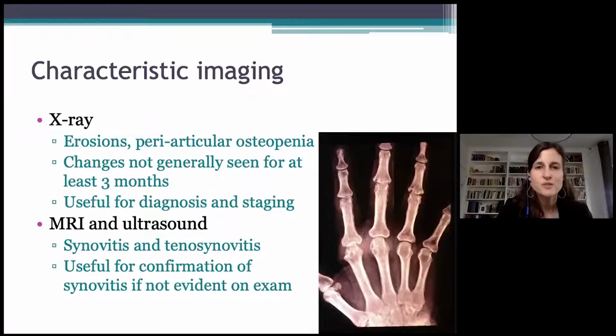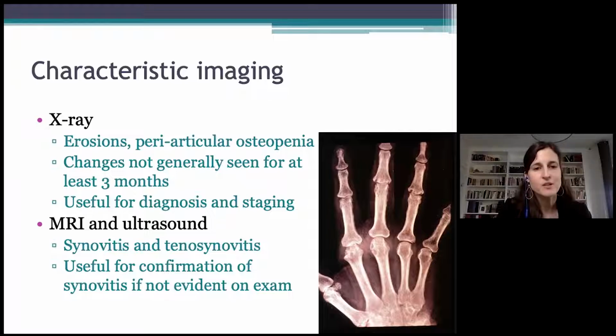In terms of characteristic imaging, I reviewed this X-ray, where classic changes of RA would show erosions or periarticular osteopenia. But the important thing to note here is that these changes are not generally seen for at least 3 months of somebody having active disease. So it's useful for diagnosis after 3 months, and it's also helpful for staging. But it is not useful to check when somebody is presenting with joint pain for, say, 3 or 4 weeks.